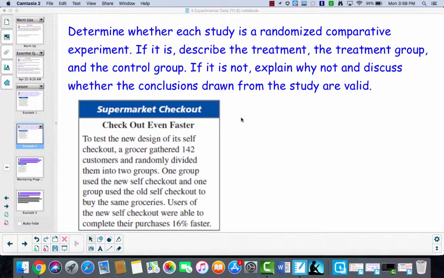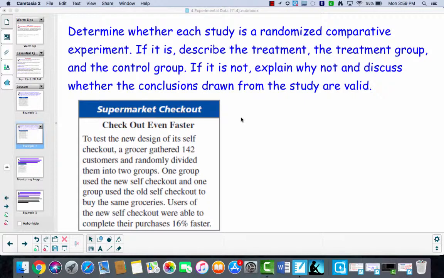All right, I want you to take a look at this one at your table. Determine again whether it's a randomized comparative experiment. If it is, you're going to describe the treatment group and the control group. If it's not, you're going to explain why not and discuss whether the conclusions drawn from the study are valid. So talk at your table, take a few minutes and pause this video so that you can talk about whether or not you think it's a randomized comparative experiment.